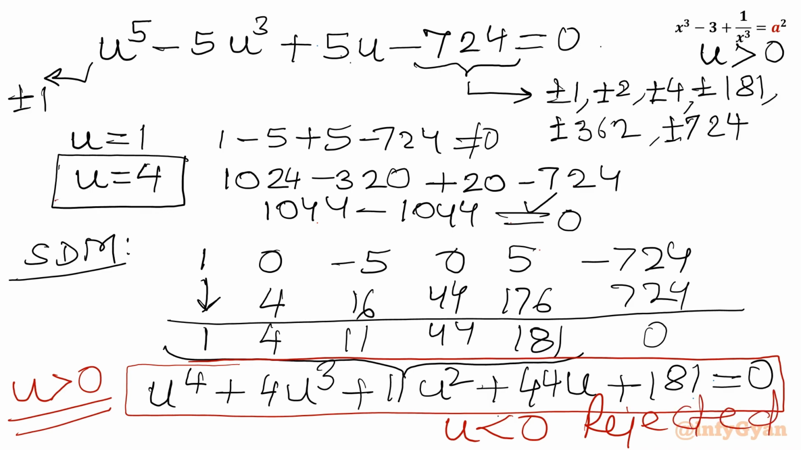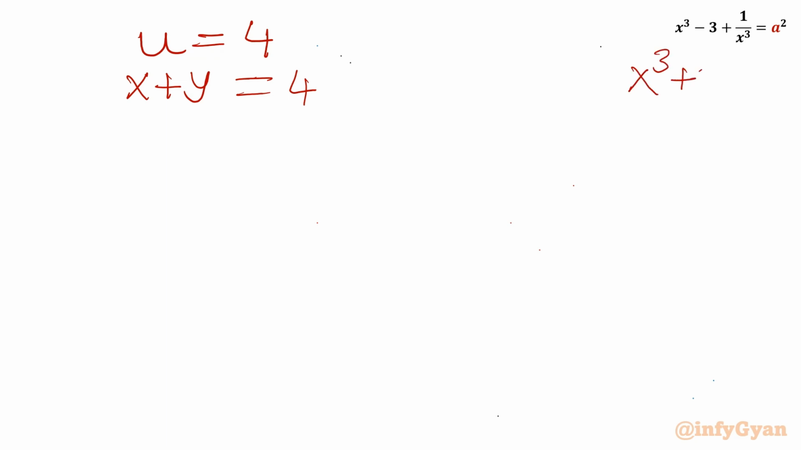So which solution we are going to accept? It is u = 4. Let us write here. So u = 4. u was our substitution, x + y = 4. Our target expression is x³ + y³. This value we need to find out.